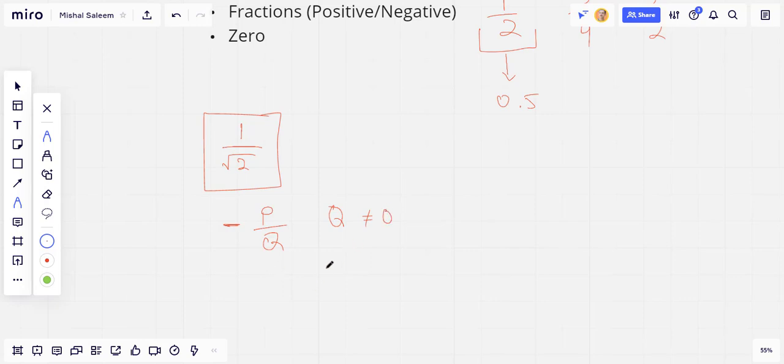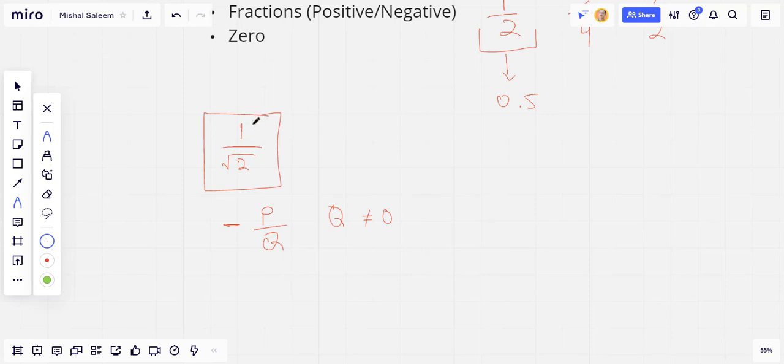Well, why is q not equal to 0? That's something for another time, but then it leads to infinity for now. So it must be in p by q form. P and q are both integers.